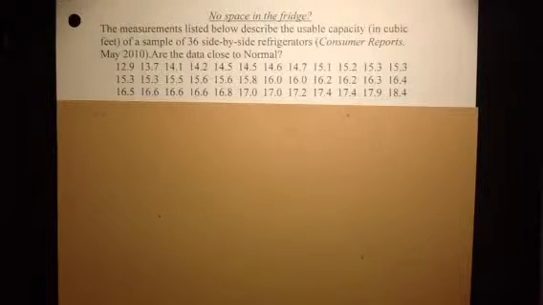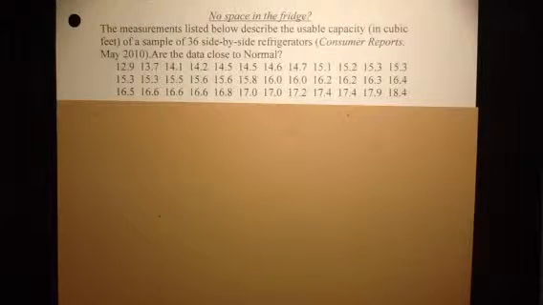Here we are with the last problem in chapter 2, working in section 2.2. So we have no space in the fridge. The measurements listed below describe the usable capacity in cubic feet of a sample of 36 side-by-side refrigerators. Consumer Reports, May 2010. Are the data close to normal?